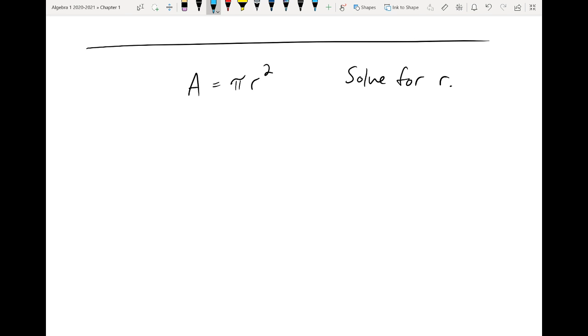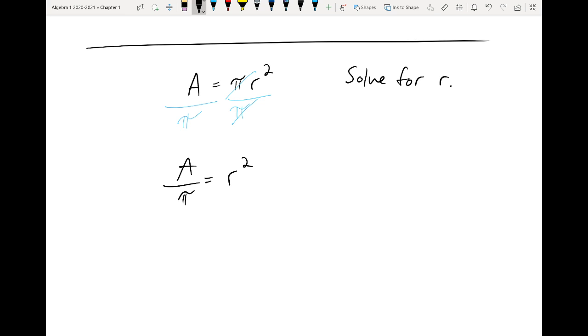Well, it's being multiplied by pi, and it's being raised to a power, right? Exponent would go first, then multiplication in the order of operations, but the inverse operation, reverse order. So we're going to divide by pi to get rid of that guy. Okay, it factors off of the right side. We have area over pi is equal to r squared.